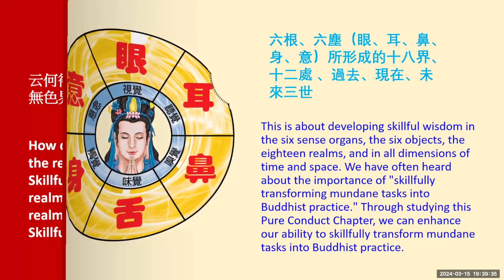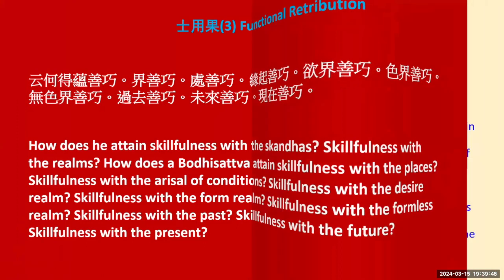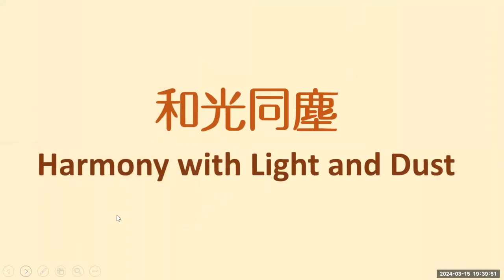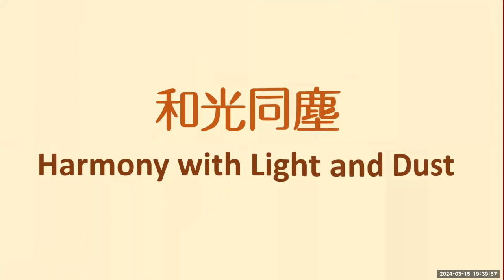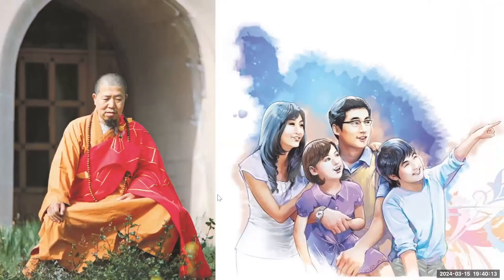According to this text, practicing the Pure Conduct chapter helps us maintain a delicate balance between emptiness and existence. It enables us to strike a balance between our daily life and our cultivation. In essence, it embodies the principle of the harmony of light and dust. It helps us maintain our Dharma selecting eyes. How does a Bodhisattva skillfully cultivate the enlightenment factor of mindfulness, the enlightenment factor of selecting a Dharma?